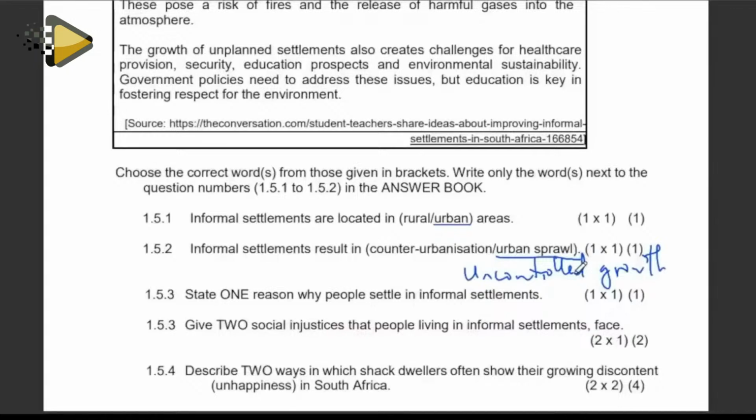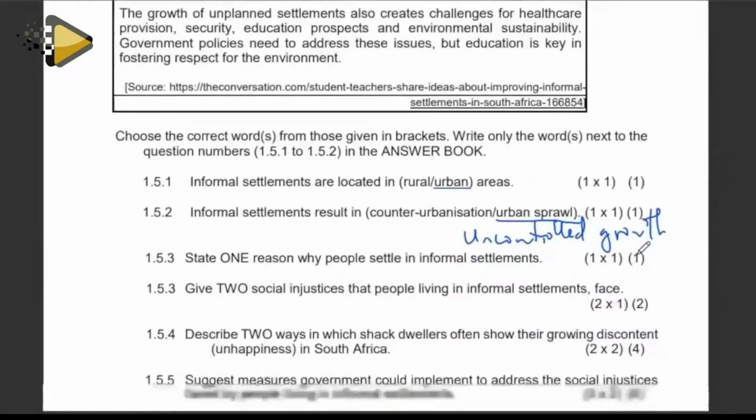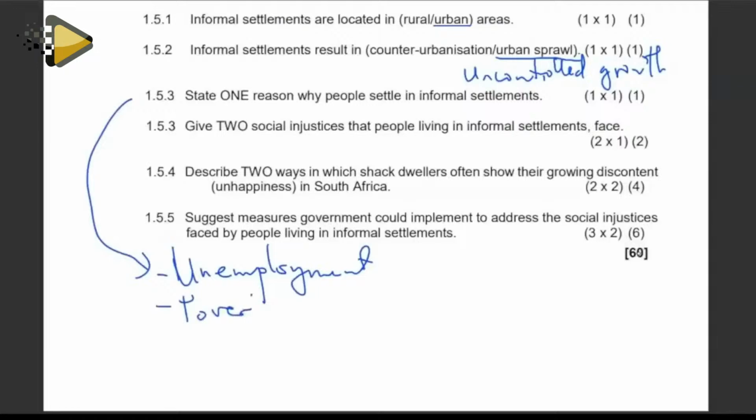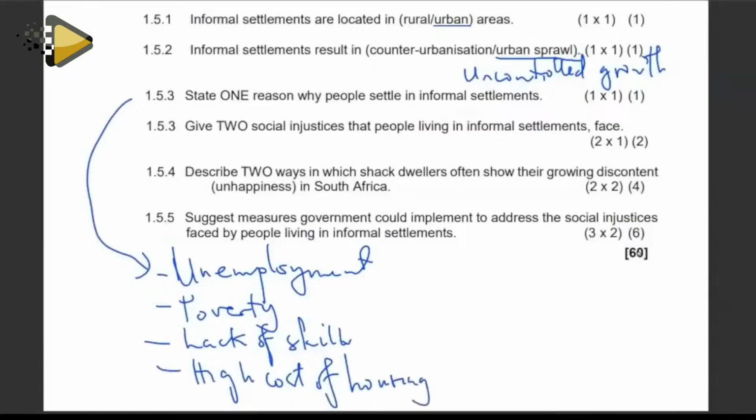Right. Moving on to the next question. State one reason why people settle in informal settlements. Why do people choose to settle in informal settlements? Right. There are a number of reasons which justify why people settle in informal settlements. Why do people stay in shanty towns? Right. We can talk of things like unemployment, and unemployment driving to poverty. And with poverty, we can talk of lack of skills. We can talk of things like high cost of housing. Then we can talk of influx of refugees.